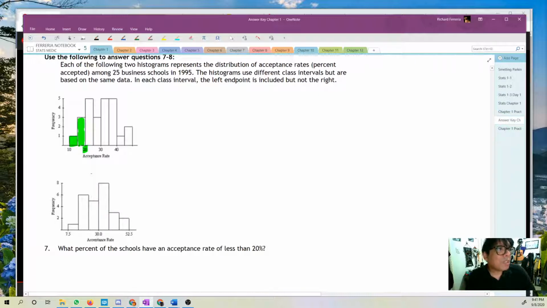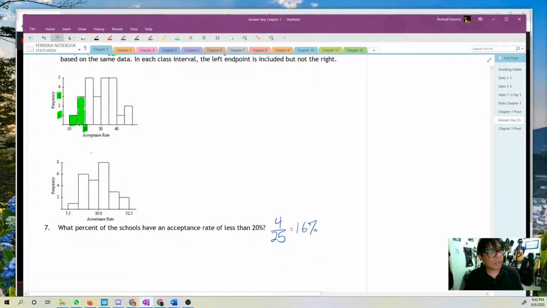So how many schools is that? Well, this is 3 schools and 1 school. So that's a total of 4 schools out of the 25 business schools. And that is what, 16%? So 16% of those business schools have an acceptance rate that's less than 20%. That's a lot of percentages being thrown around, which makes your head kind of spin a little bit when you try to answer this question. So, again, good luck to you. That's why you're the smartest people in the room, right?